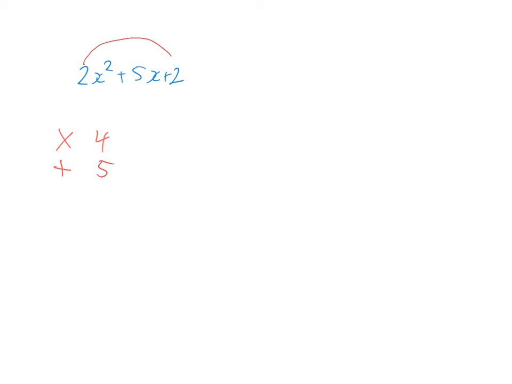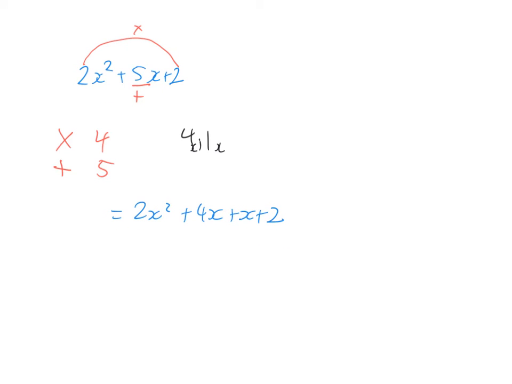So that times that is our multiplication number. The middle one is our addition number. We're now going to think of two numbers that multiply to give 4 and add to give 5. And they would just be 4 and 1. What we're now going to do is write this out again, but replace 5x with 4x and x. So it's going to look like this: 2x squared plus 4x plus x plus 2. So we've written this as this.